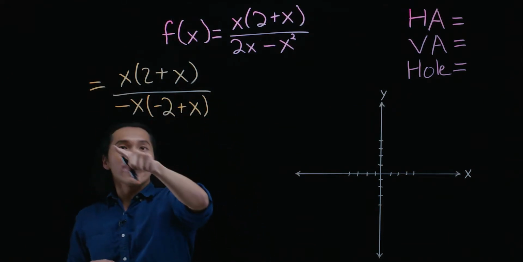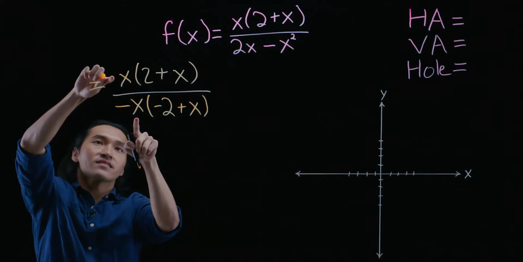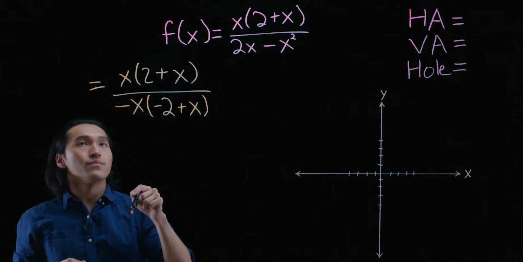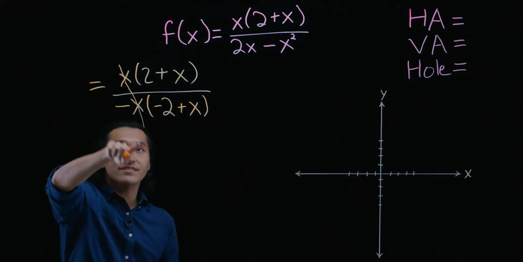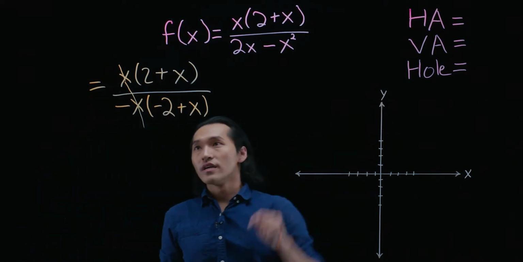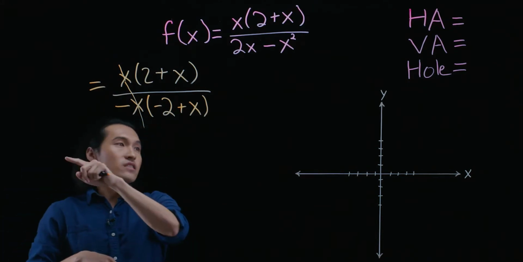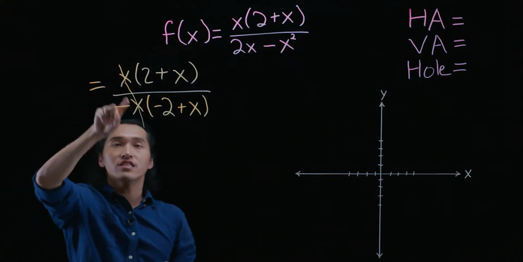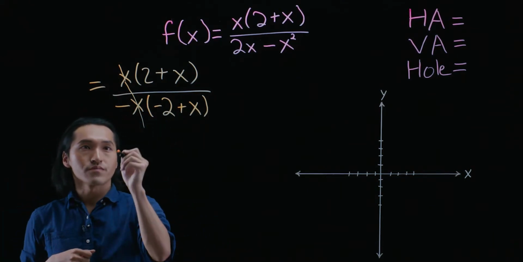And so now we're able to see right off the bat that these two x's could cancel out, because we have an x on top divided by an x on the bottom. And because they cancel out, that creates a hole in the graph. It means that at this point, the graph doesn't continue. It is discontinuous at this point. So where is this? Well, this is when x is equal to 0.